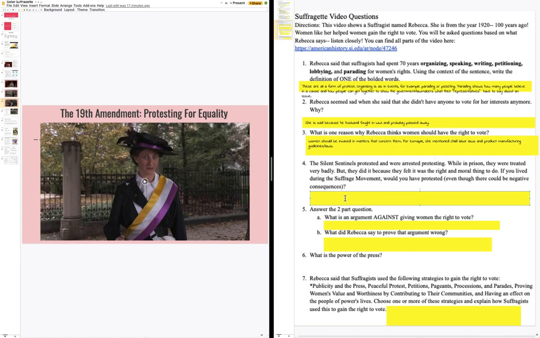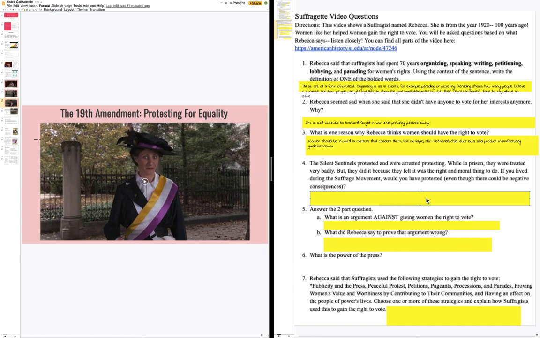The Silent Sentinels protested and were arrested while protesting. While in prison, they were treated very badly. So remember, they were force-fed. That was very painful and humiliating for those women. They weren't even really supposed to be there to begin with. But they did it because they felt that it was right and it was the moral thing to do.